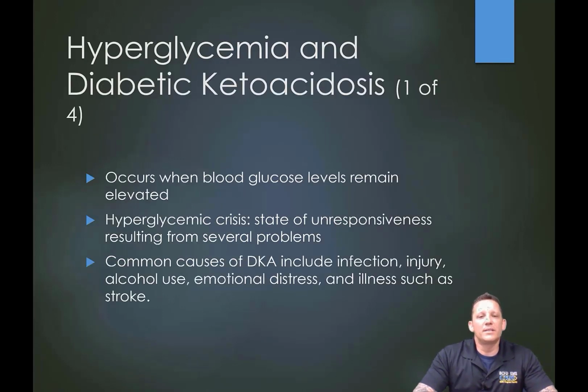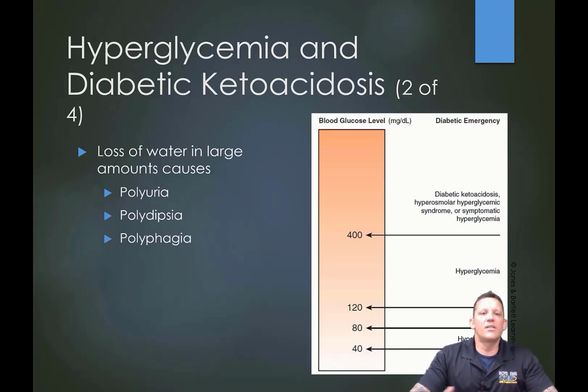Hyperglycemia and diabetic ketoacidosis. This occurs when the blood glucose levels remain elevated for a prolonged amount of time. The hyperglycemic crisis is the state of unresponsiveness, right? This is that diabetic coma. And so there's several problems going on there, and the common causes of DKA include an infection or injury, some persistent alcohol use, emotional distress, and illnesses such as stroke. One of the other things that can cause some of this is the loss of water in large amounts.